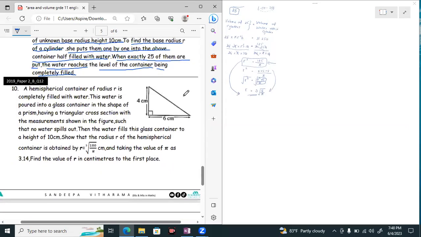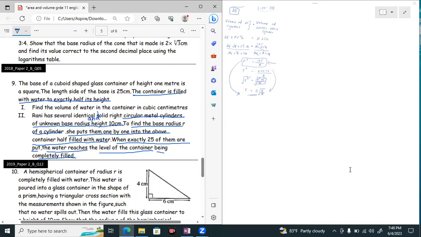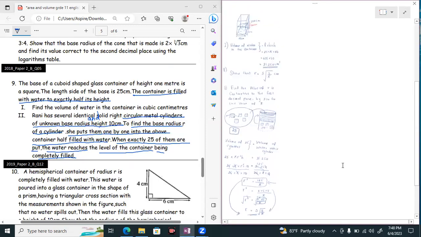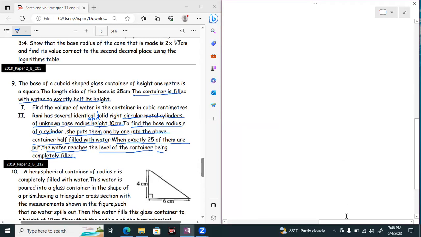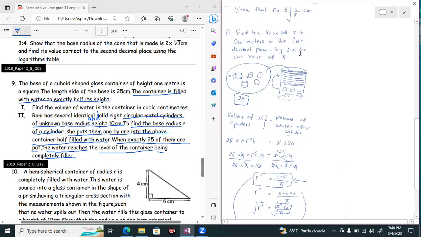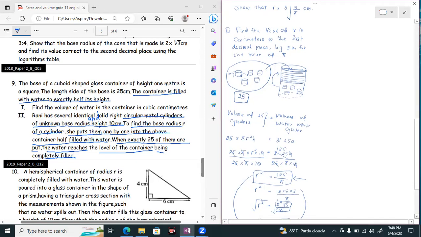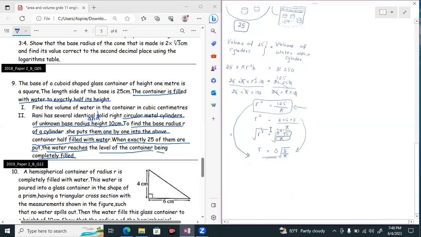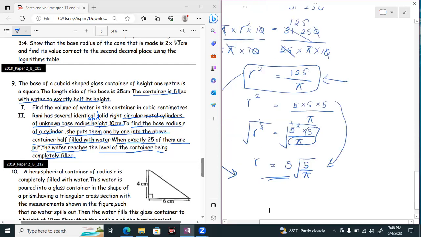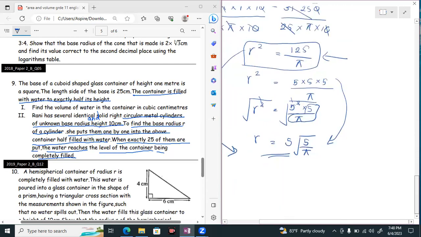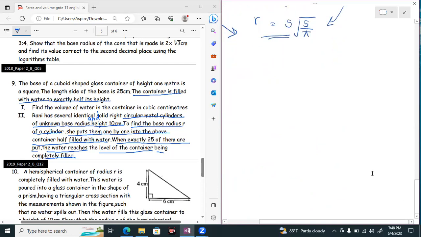Sorry, I forgot. Look at the very end of the 18th question: what is the answer you have to find? Find the value of r by using logarithm tables. Find the value of r in centimeters to the first decimal place, taking 3.14 for the value of pi. You have to take the fractional index.